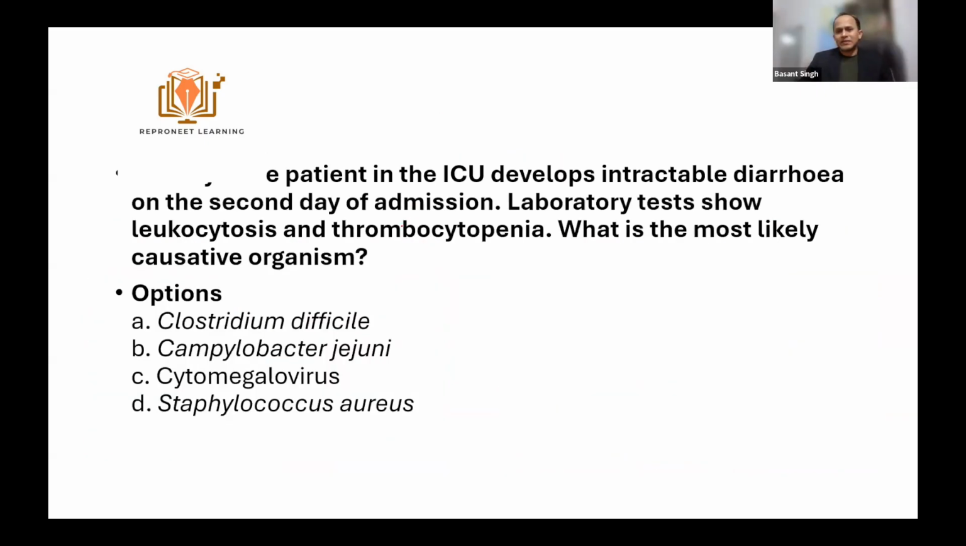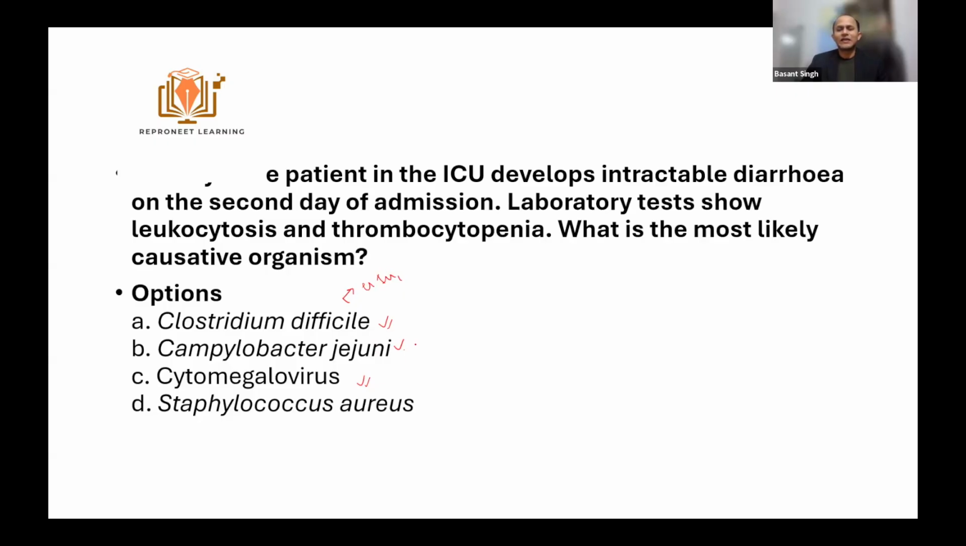So this is again a patient, see: elderly male, ICU admission, intractable diarrhea, second day of admission, leukocytosis, thrombocytopenia. This is a very classical setting for C. difficile diarrhea. Now you may argue, why not Campylobacter jejuni or CMV diarrhea? All these have the same presentation. They may have leukocytosis, thrombocytopenia, but we have to see the background history of the patient. So we know that C. difficile is more common in elderly patients, ICU admission, and on antibiotics.